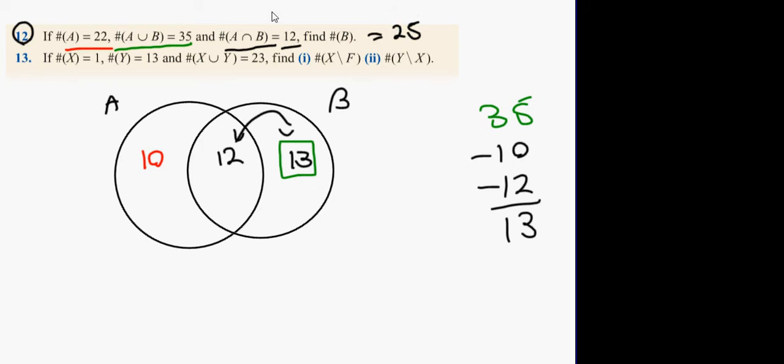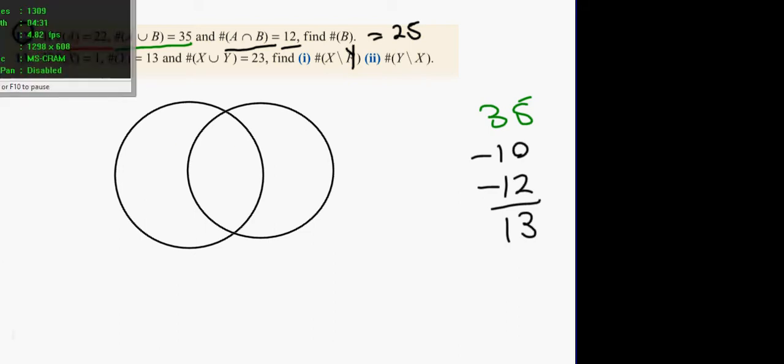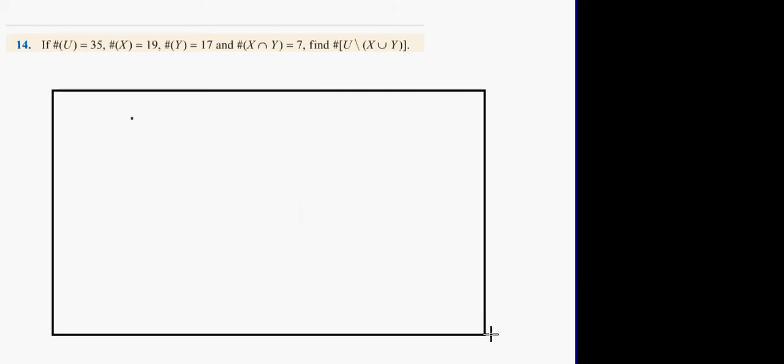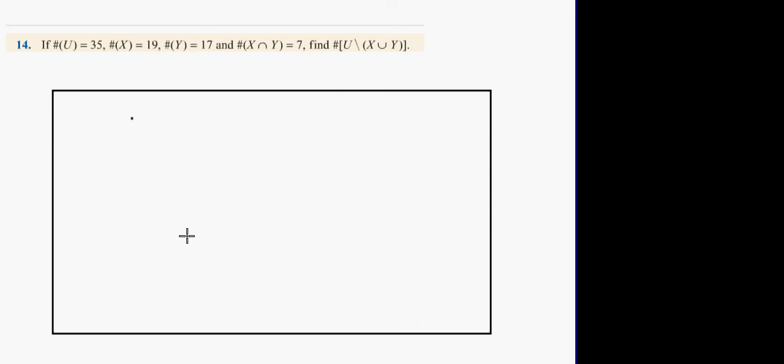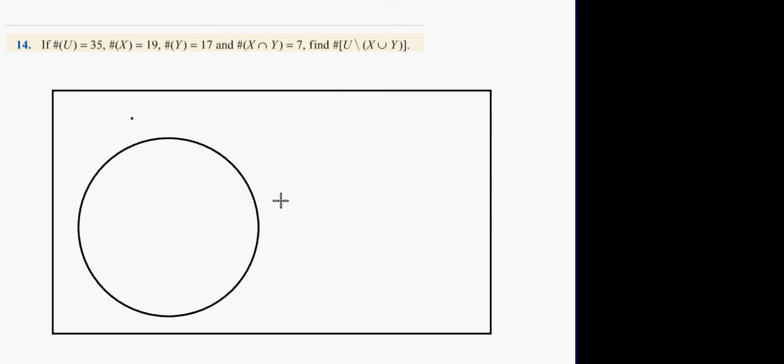Okay. Next one. That F should read Y. Alright, Andrew, start us off. How do we do this? Sorry, Andrew, this one here. How would you go about doing this one? You start off with a Venn diagram. How many circles or ovals do we need? 2.